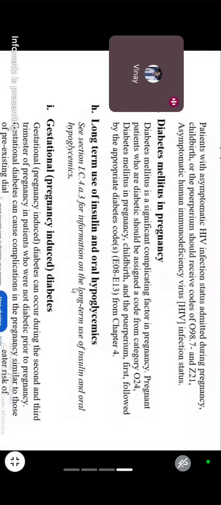Diabetes in pregnancy. So if the patient has pre-existing diabetes, the patient had diabetes and then got pregnant. What kind of diabetes is it? Type 1, type 2, or secondary? Think, let me know. Yeah, what about?